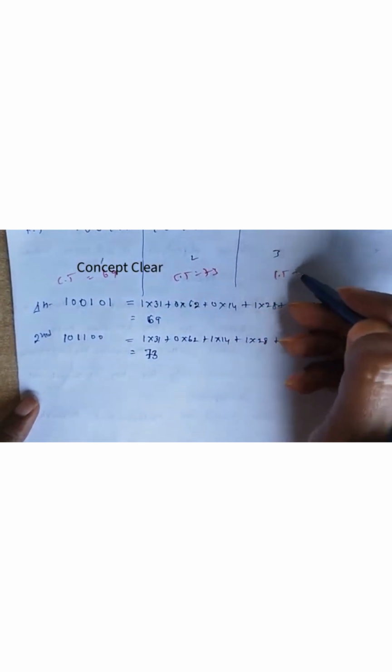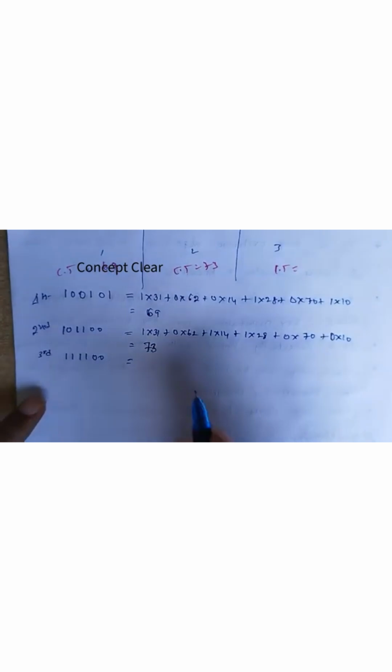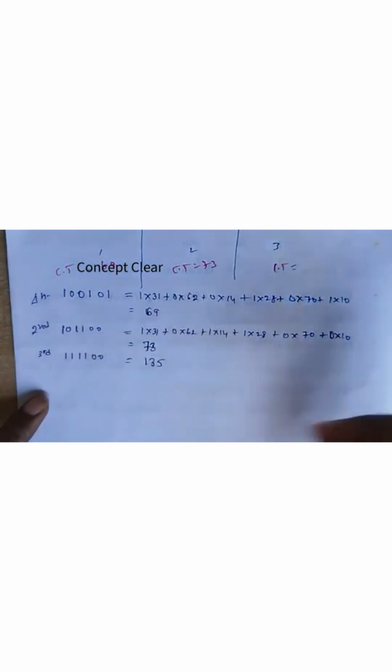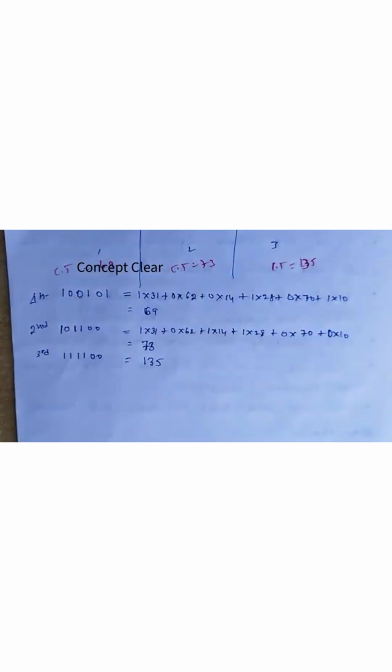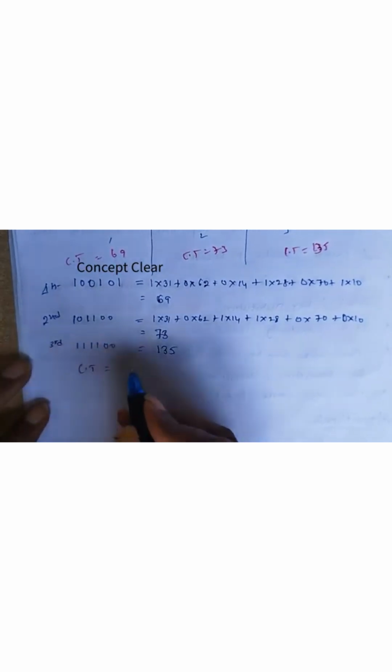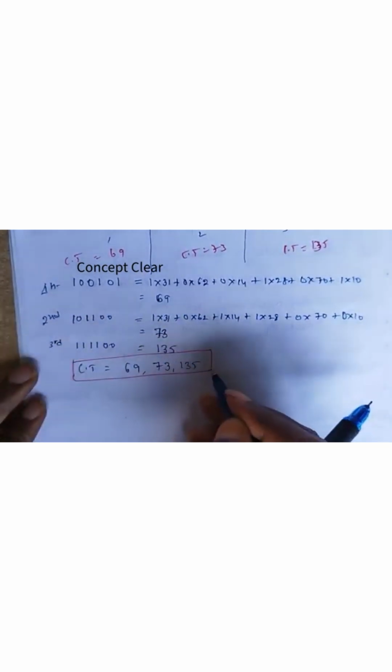73, and the third ciphertext we have to calculate. And the third value, 111100, if we calculate, we will get 135. For time being, I am writing directly 135. Okay, clear. So what is the ciphertext here? The ciphertext is 69, 73, 135. That is the ciphertext we got. Okay, this is about the encryption algorithm.